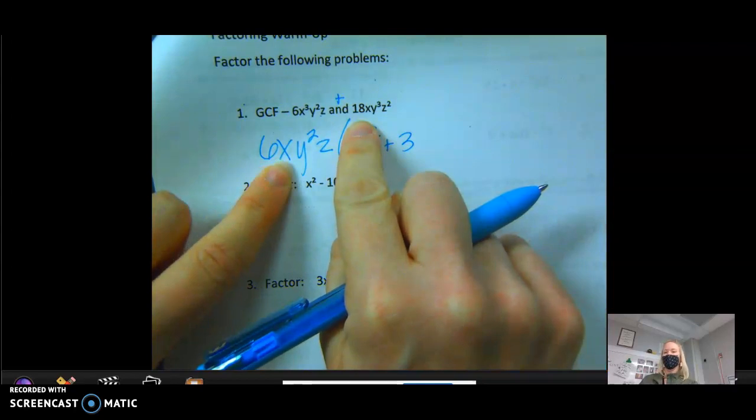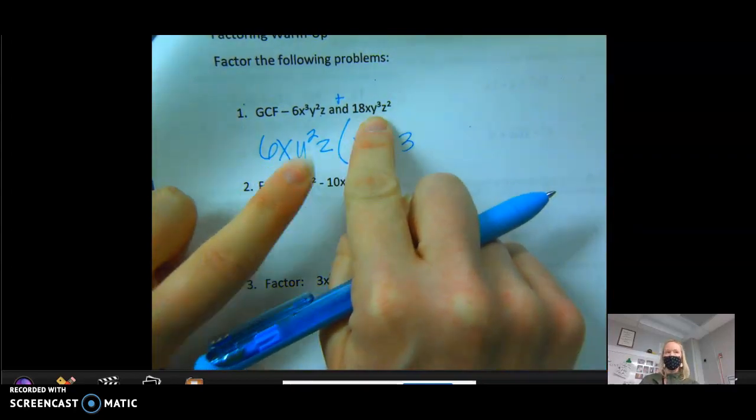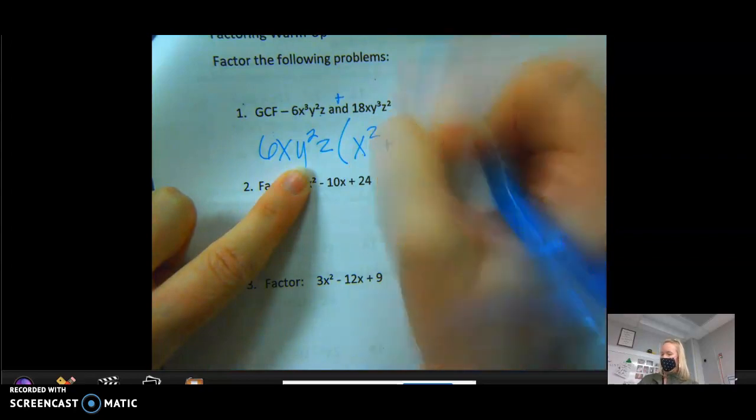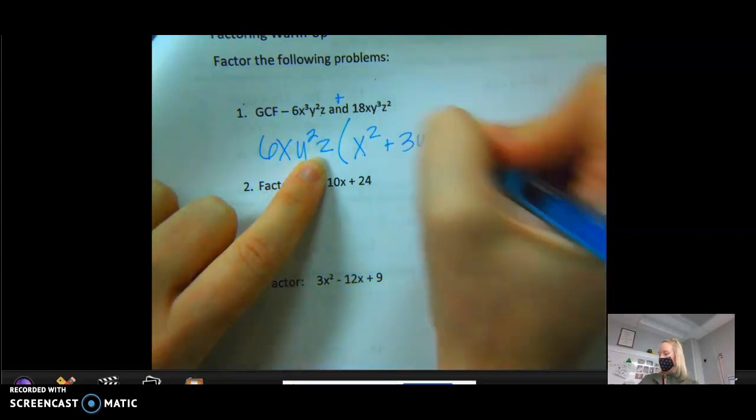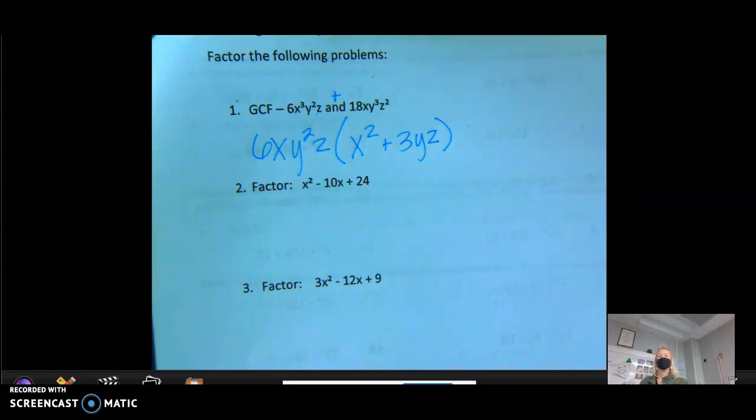I had an x and I took an x out. Do I have any x's left? I had 3 y's and I took 2 out. How many y's do I have left? I had 2 z's and I took 1 out. What do I have left? There we go. Okay, factor number 2.